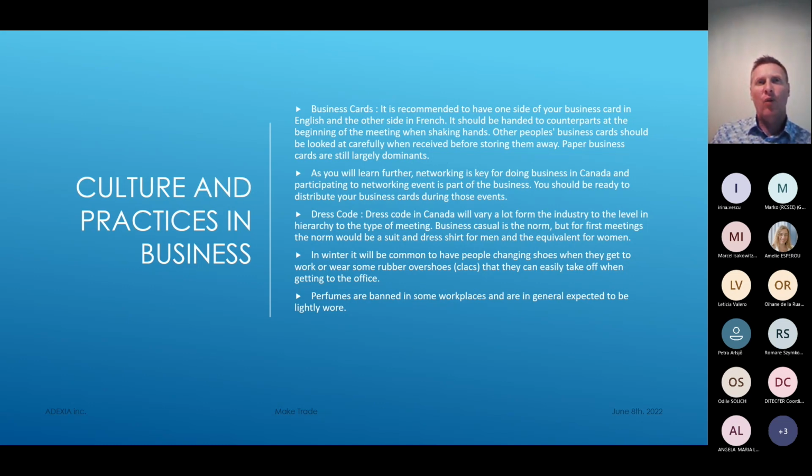It's typically way more relaxed than it is in Europe. For a European SME coming to Canada for the first meeting, the expectation will be for them to wear a suit and a dress shirt. The tie is really not necessary, except maybe if you're going to meet a financial institution, but besides that, the tie is becoming very rare in Canada. But a suit and a dress shirt as a first meeting probably makes the most sense.